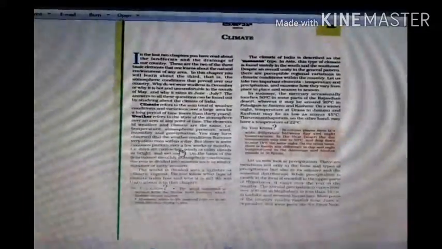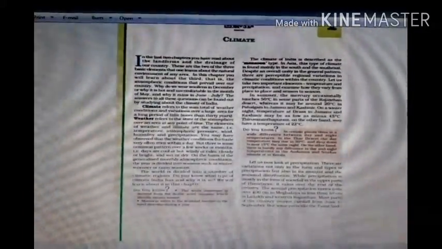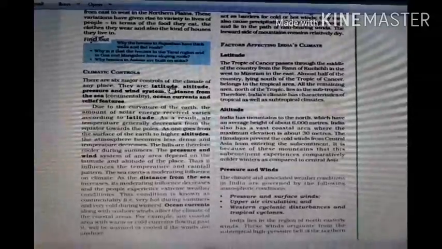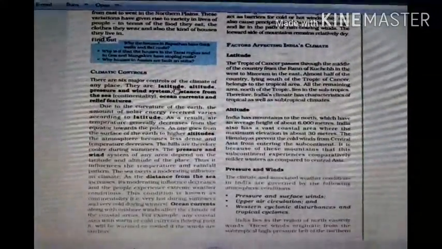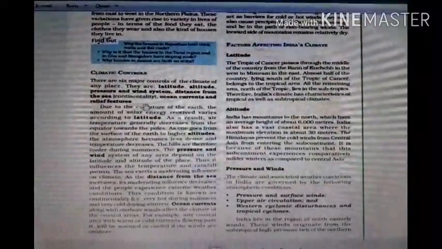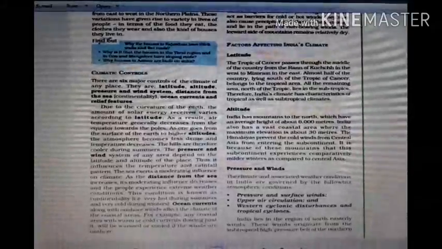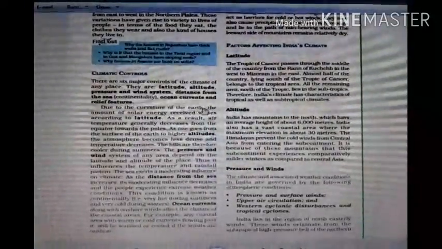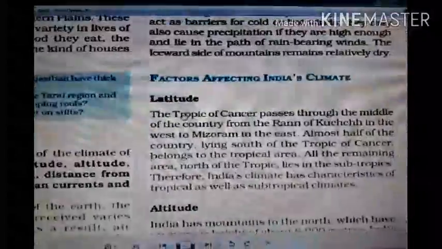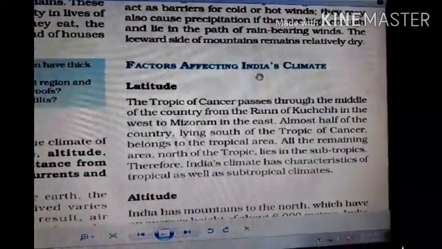In this video, we understand what is climate and what is the difference between climate and weather. We also talked about the climatic conditions and the different factors affecting the climate or weather of a country, like latitude, altitude, pressure, wind system, distance from the sea, ocean currents, and relief features. In this video, we will talk about factors affecting India's climate.